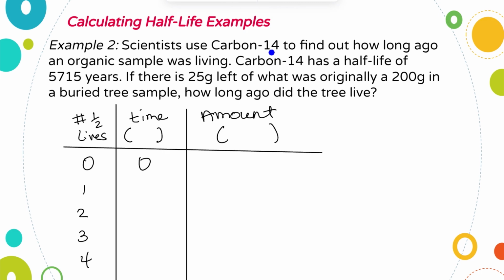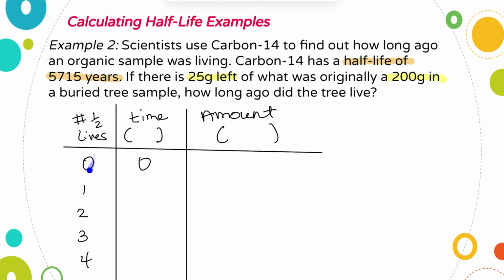Scientists use carbon-14 to find how long ago an organic sample was living. And this is what carbon dating is. Carbon-14 has a half-life of 5,715 years. If there is 25 grams left of what was originally a 200 gram sample, how long ago did the tree live? So this one, the information we're given is a little bit different.